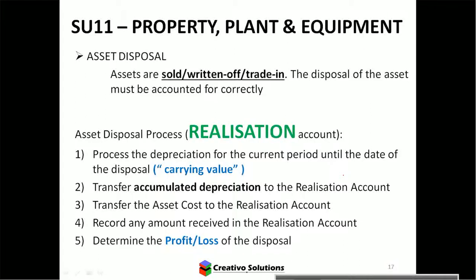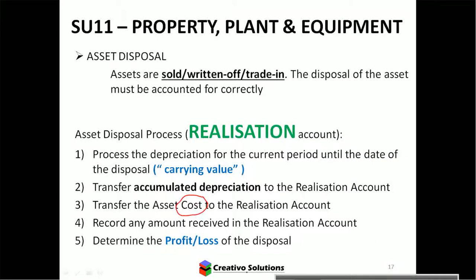And then I'm going to remove it. Okay, dispose of the assets. Right, and they call that an asset realization account. Okay, we're going to transfer accumulated depreciation because that's what the asset is worth, in terms of its carrying value. So we're going to take out the accumulated depreciation and we're going to write off the cost. Okay, the cost is going to go through to the realization account.